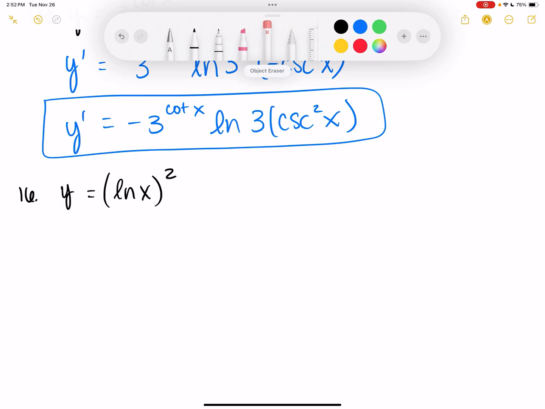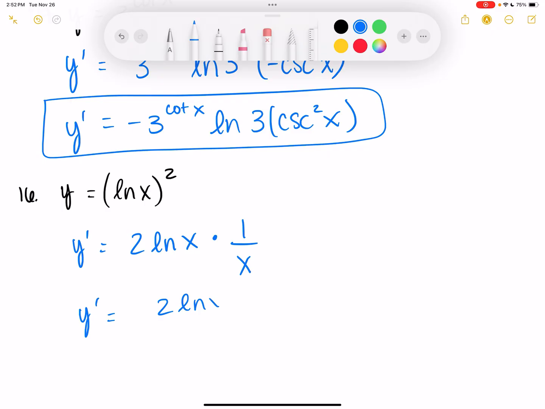The derivative of this would be basically, we're going to treat this like a chain rule. So we're going to take the derivative of the outside. We're going to pretend that this is just like, say, an x in here. So that would be 2 ln of x for that part, times the derivative of the inside. So the derivative of ln of x is 1 over x. So then we could rewrite this as 2 ln of x over x.